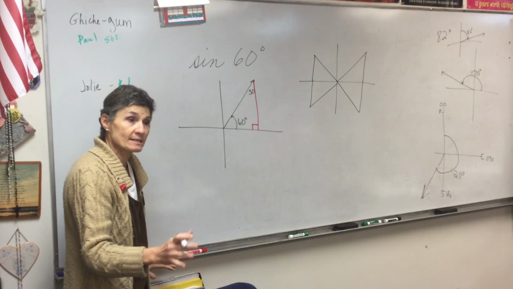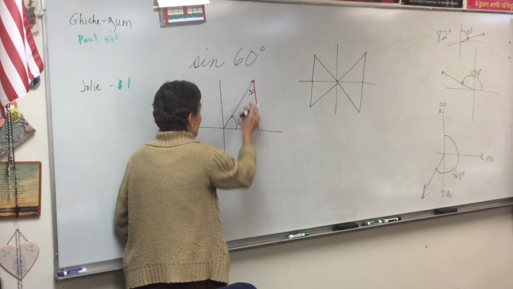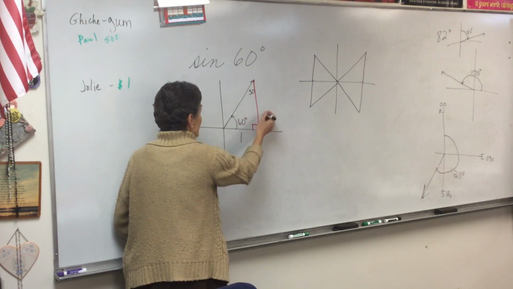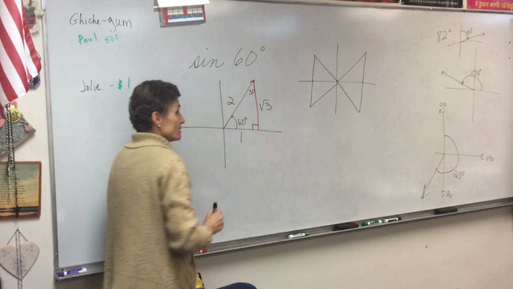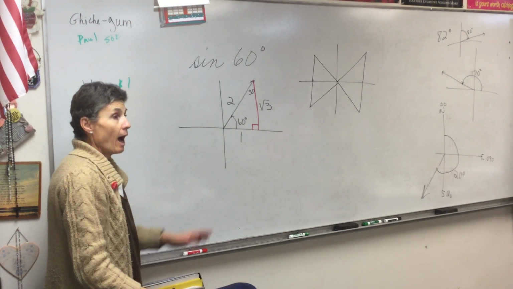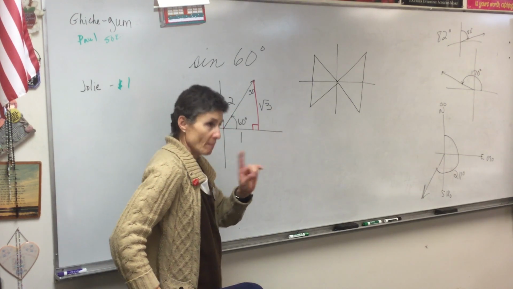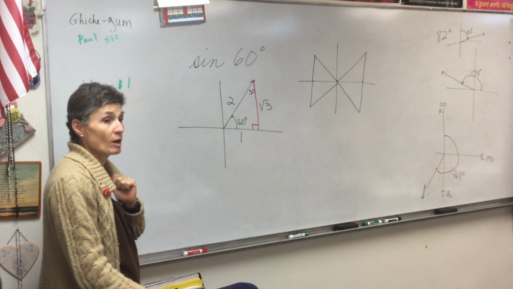So now I can label the sides of that triangle. It's a 30, 60, 90. And I have memorized that across from the 30 is 1, across from the 60 is root 3, and the hypotenuse is 2. I'm not making those up. They're never going to change. You'll memorize them. Those are the ratios of the sides in a 30, 60, 90 triangle.